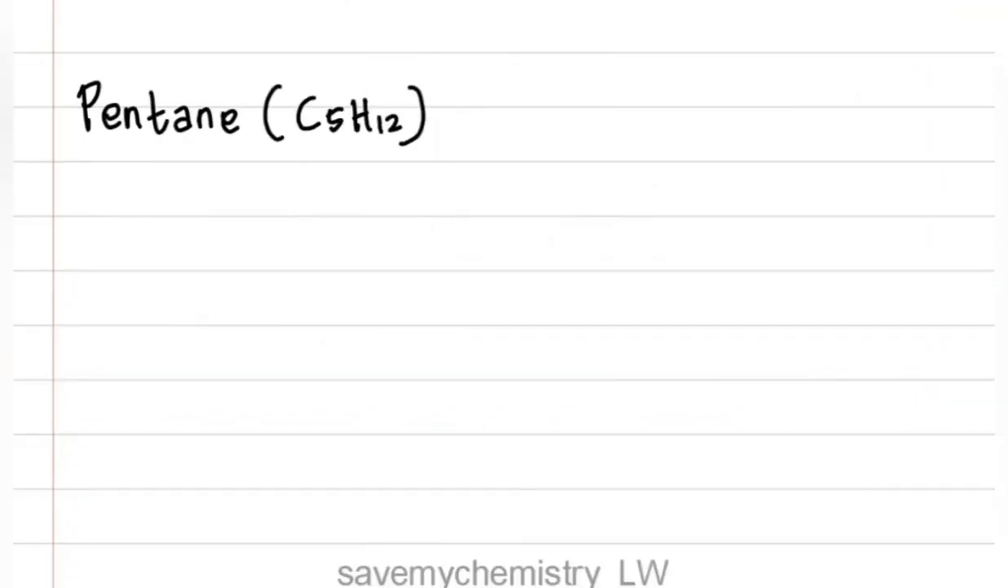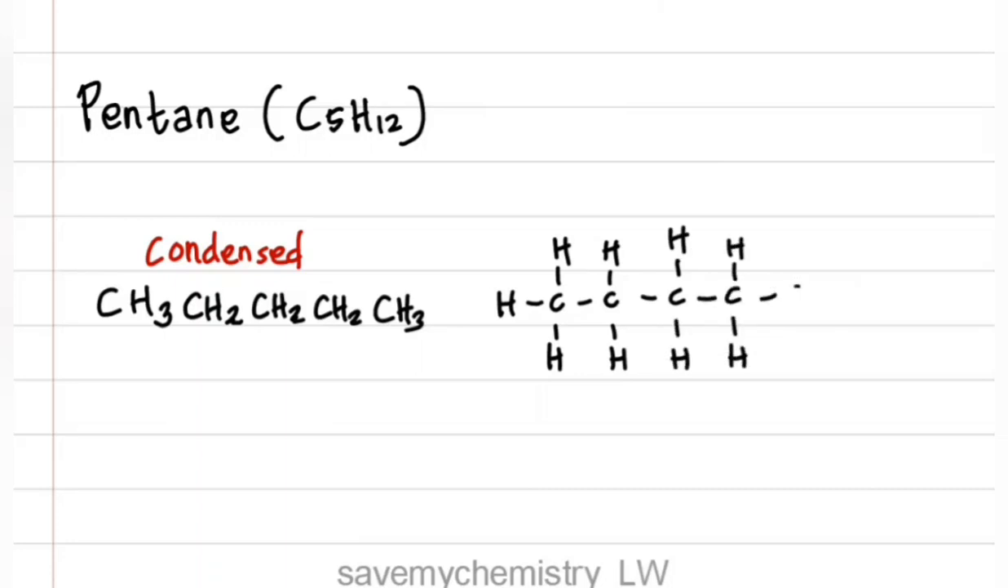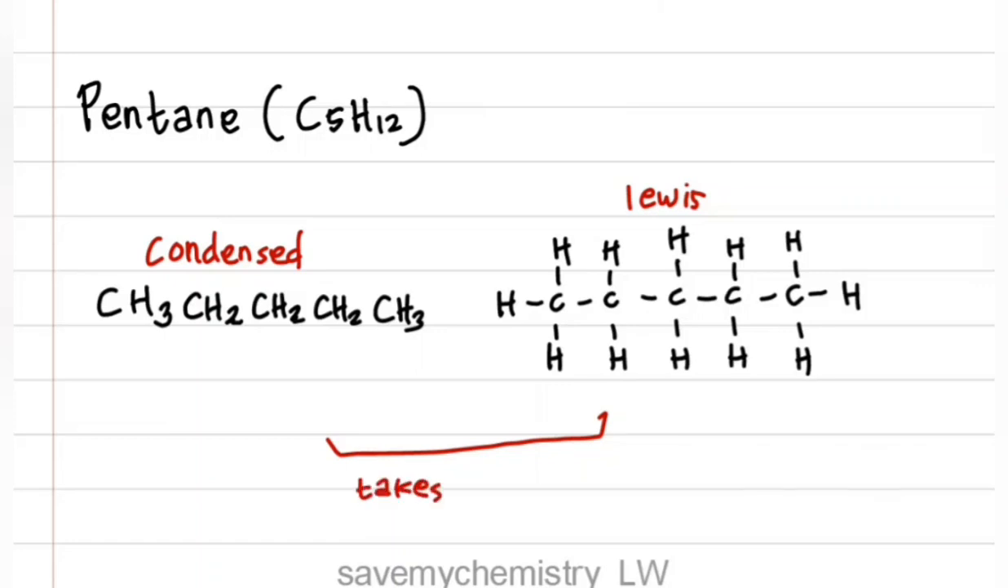See the example pentane, C5H12. We have many ways to present it. For example, the condensed formula: CH3, CH2, CH2, CH2, CH3. If we want more information about how the atoms bond, we can use a Lewis structure. We can clearly see exactly how they bond to each other, but it takes a long time to draw.